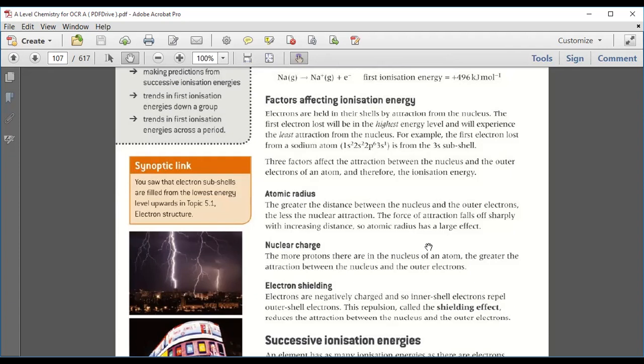Now, if the number of protons is more, then the force of attraction between the nucleus and the outermost shell is more. Clear? For example, if both your mom and dad are sitting in front of you, you can't move here and there. You have to complete whatever work you have in one shot, because the force of attraction is more.